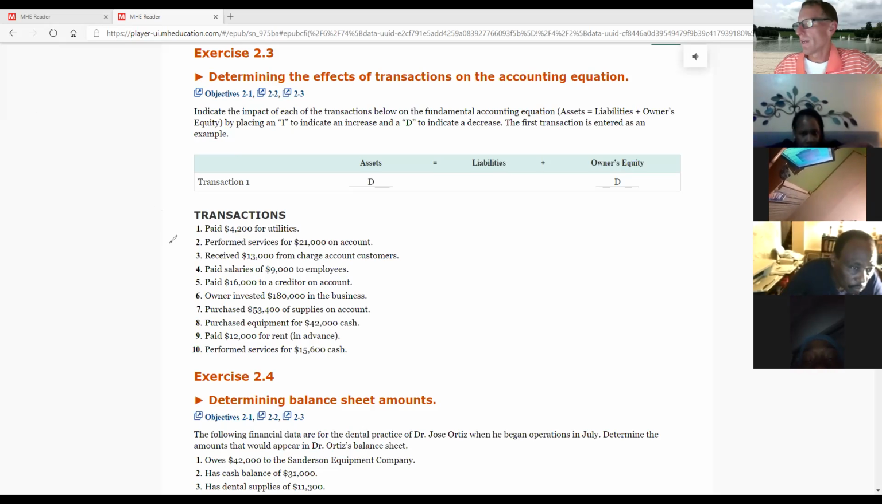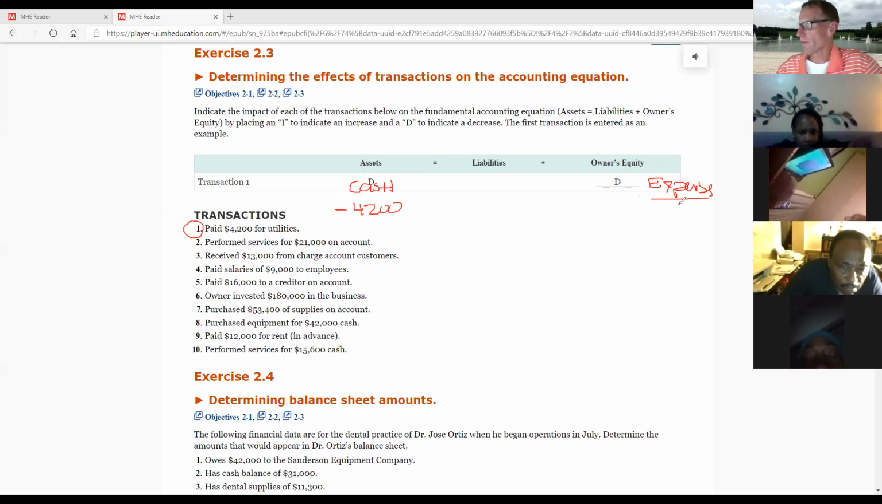So on number one, it said paid $4,200 for utilities. And notice they put a D under asset. Well, I wish they would have just put cash because you're paying cash and you're reducing cash by $4,200. And under equity, I wish they would have put expense. That's what I would have done. And then just put a minus $4,200. And that's what we're going to do.